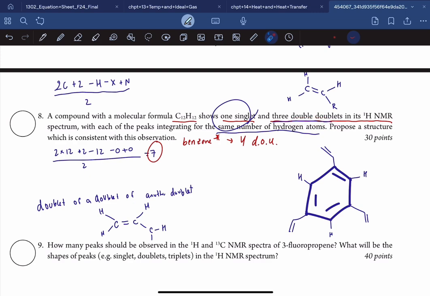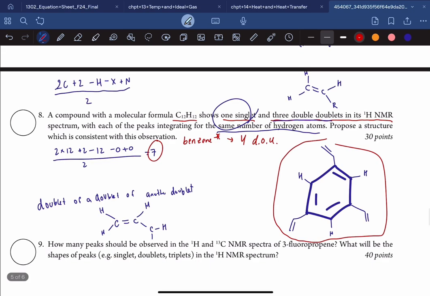But the vocab in this is kind of tricky. I'm pretty sure you guys went pretty deep into detail about double doublets, maybe even a triple doublet in class. So make sure you look over your notes, because if you don't know what that looks like, then this problem is very, very hard. But yeah, so this will be our final answer here.